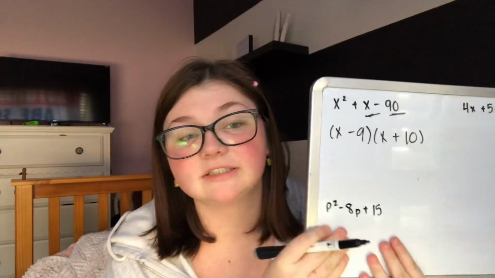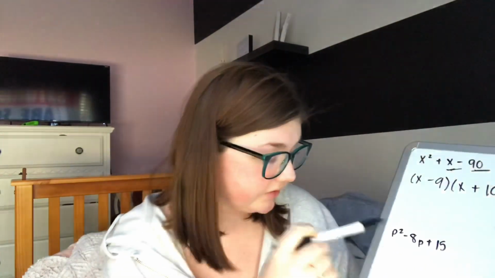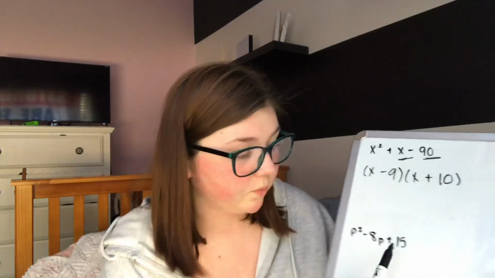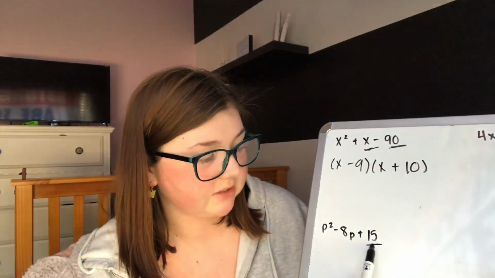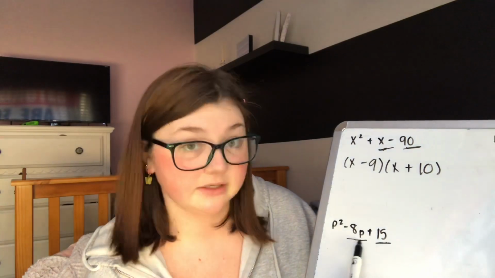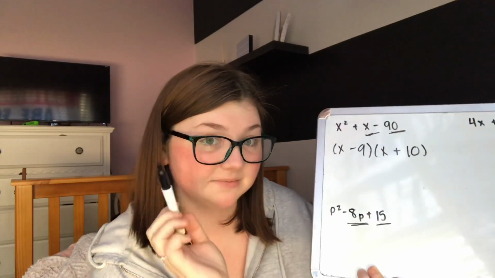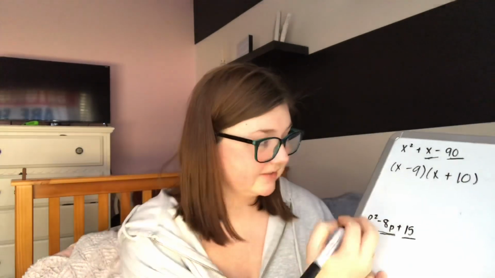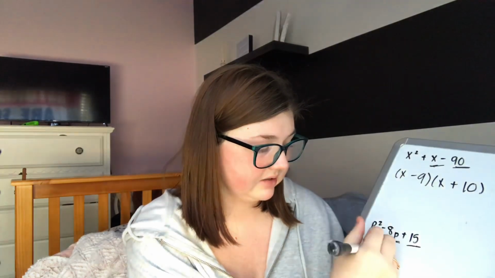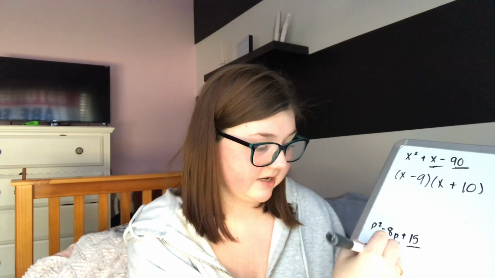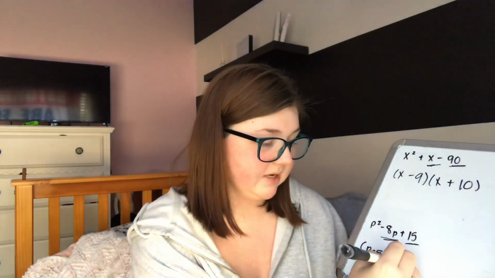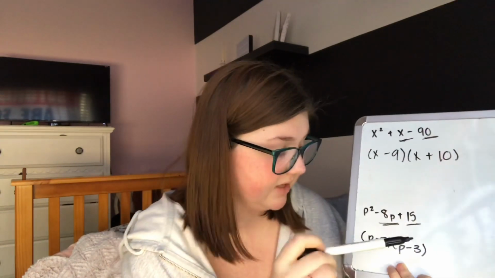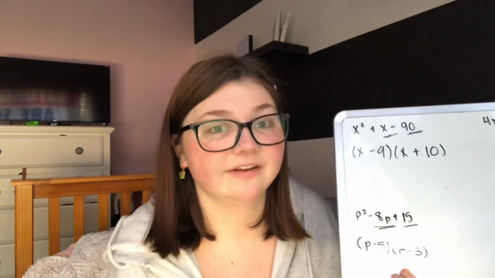Alright, so now for this next question, we have p squared minus 8p plus 15. So what 2 numbers are going to multiply to give you 15, but add to give you negative 8? This one's a little tricky. Right, so p minus 5 and p minus 3. Because negative times negative always gives you a positive, but when you add them, it gives you a negative.